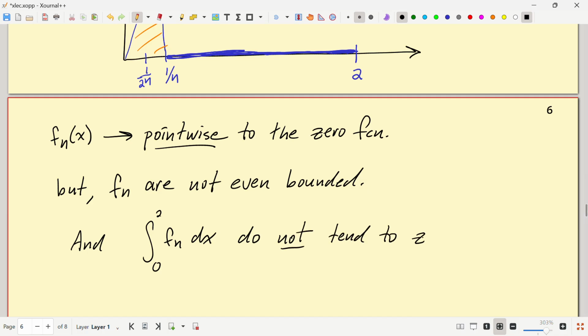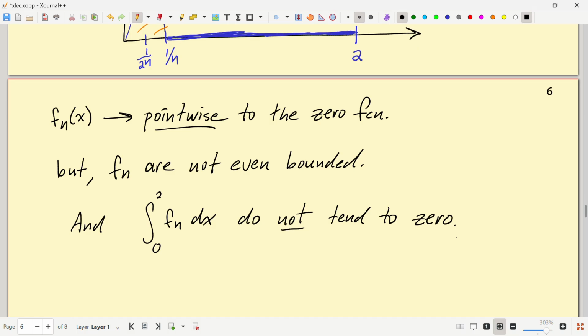Especially when you study Fourier series, when functions converge, you want the integrals to converge. And here's an example of functions that tend to 0 at every point, and yet their integrals don't tend to 0. It's because they converge in a kind of crummy way. To get control of that kind of thing, the concept of uniform convergence is needed.